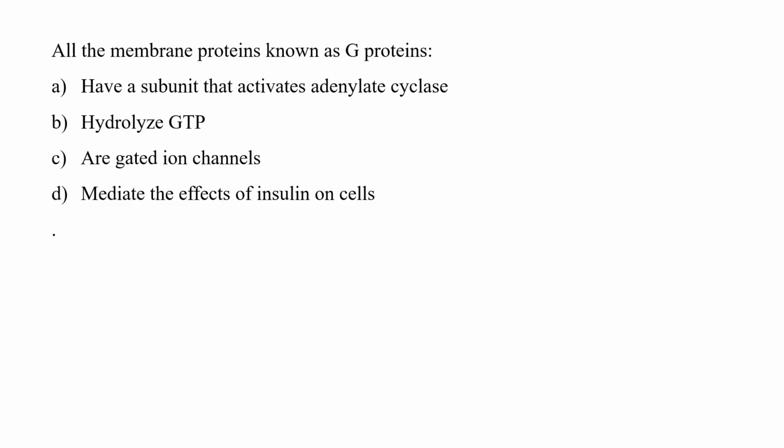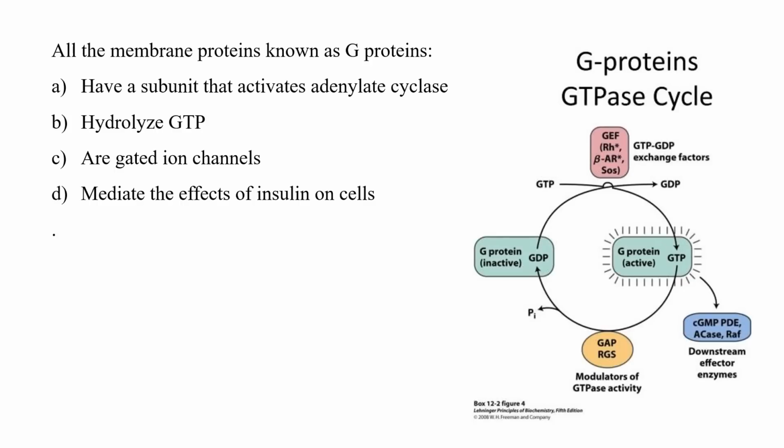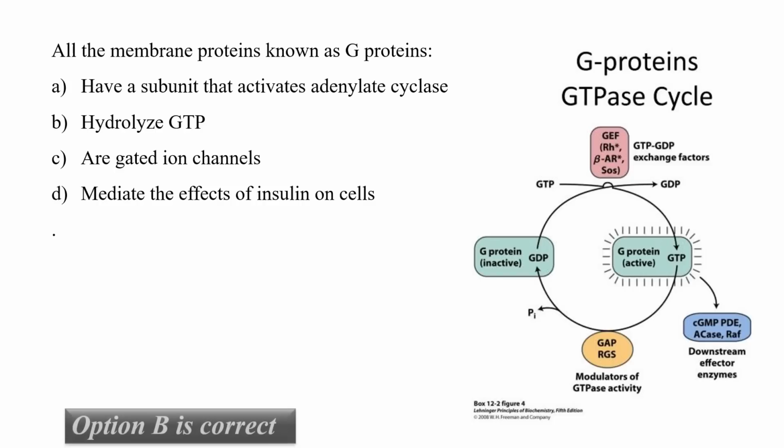All the membrane proteins are known as G proteins because they have a subunit that activates adenylate cyclase, hydrolyze GTP, are gated ion channels, or mediate the effects of insulin on cells. That's very easy. All the G proteins known today contain a canonical GTPase fold which can bind and hydrolyze GTP. So option B is the correct answer.